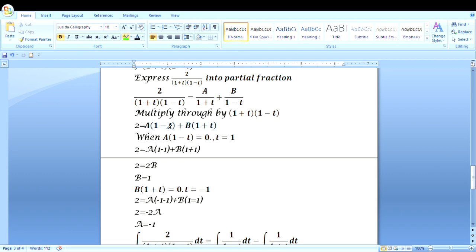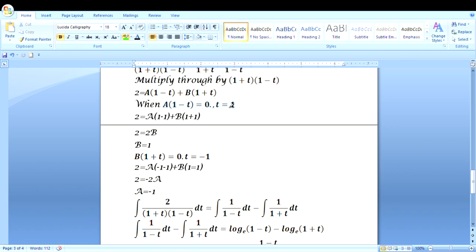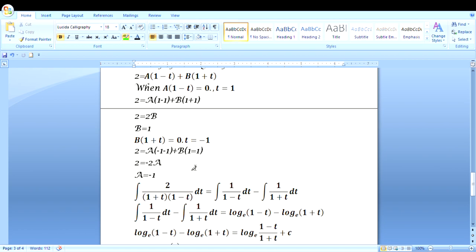Now to obtain b, we will let a into 1 minus t be equal to 0, so that t is equal to 1. And if t is 1 is substituted here, you see that this one is blown off, and what is left here is 1 plus 1. That will give us 2b is equal to 2. So 2b is equal to 2, so that b is equal to 1.